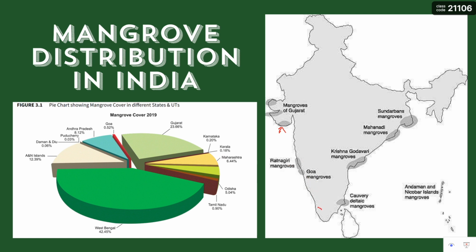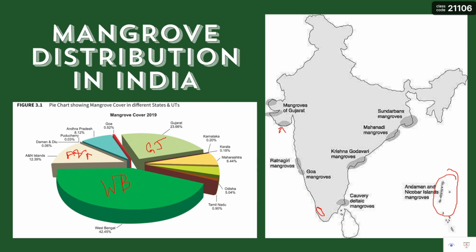Not marked on the map are some parts of Kerala. Then you have the Kaveri Delta, the Krishna and Godavari deltas, the Mahanadi Delta, and of course the Ganga Delta. These are the main areas where mangroves are concentrated. Of course, not to forget the Andaman and Nicobar Islands, which have a significant proportion of the country's mangroves. The maximum amount of mangroves are found in West Bengal, followed by Gujarat, and followed by Andaman and Nicobar Islands.